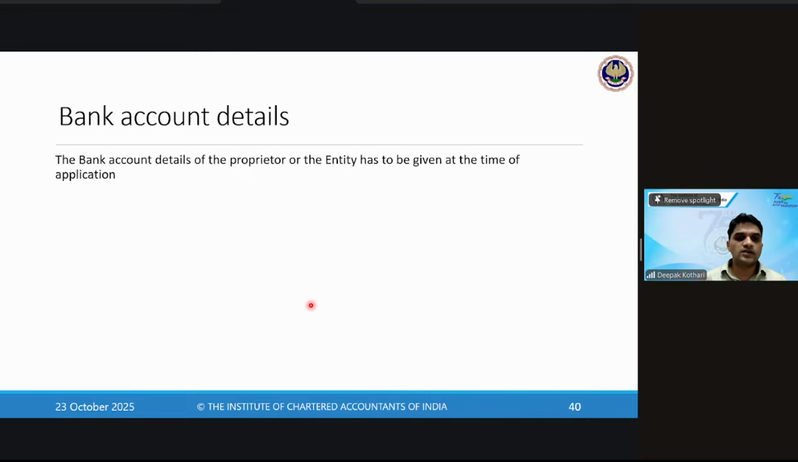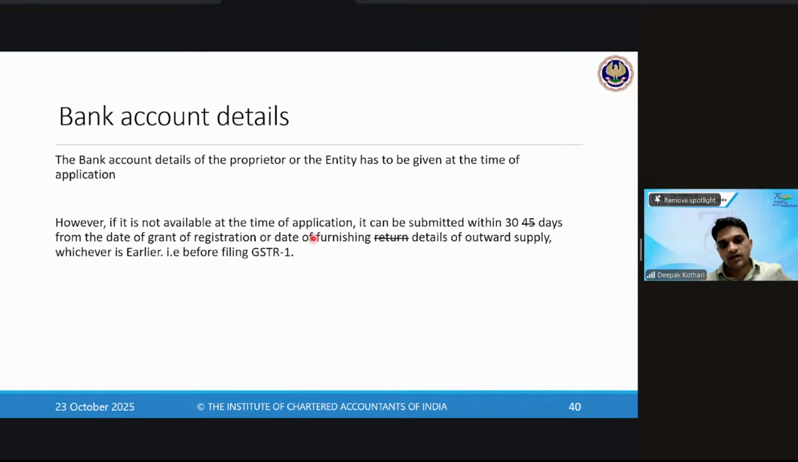Okay. Bank account details, while submitting the application, you have to give your bank account details. But at the time of application, you do not have the bank account. In that case, if it is not available at the time of application, it can be submitted within 30 days. पहले 45 days था, now अभी 30 days. Within 30 days from the date of grant of registration or the furnishing details of outward supplies, whichever is earlier. इन दोनों के पहले आपको बैंक अकाउंट डिटेल्स देना है.